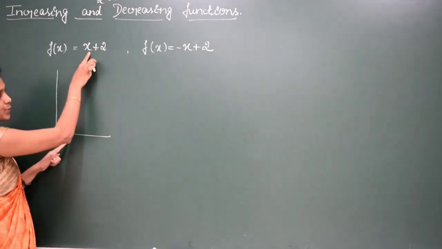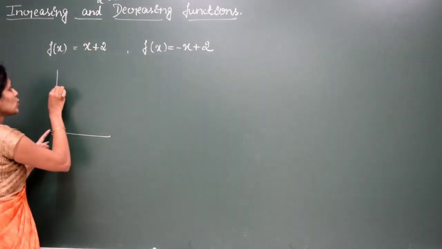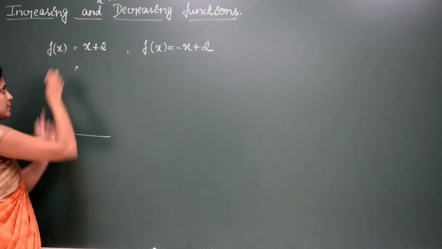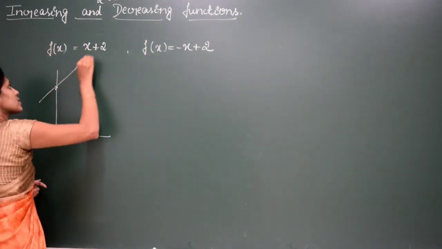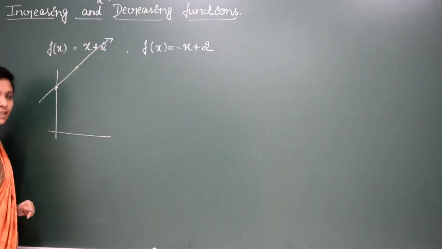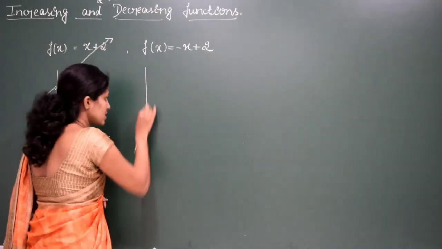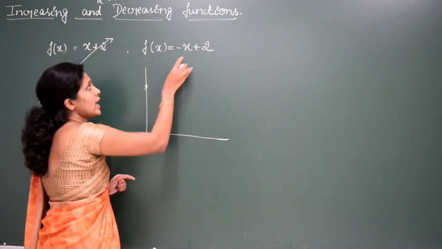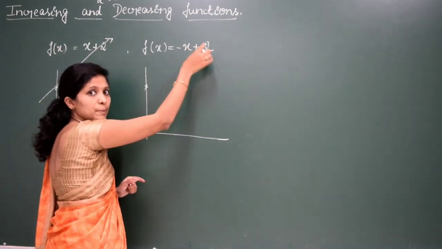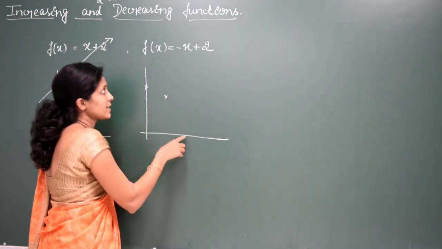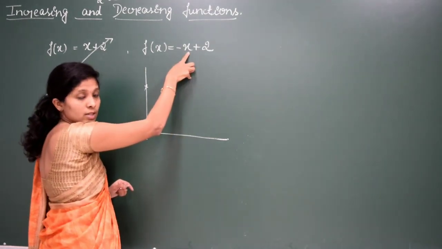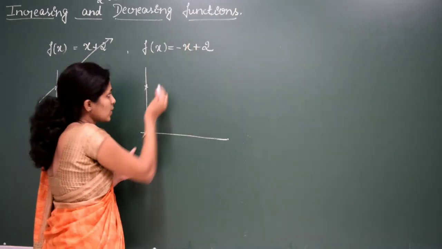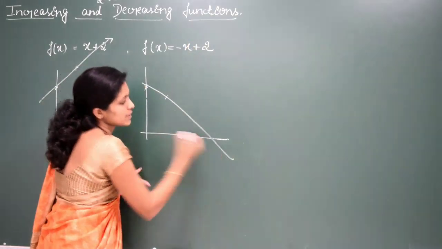If I substitute x as 0, y will be 2. x is 1, y will be 3. x is 2, y will be 4. The graph of the function will be something like this. Now for the other one, x is 0, y will be 2. x is 1, minus 1 plus 2 will be 1. If you substitute x is 2, this will be 0. So the graph of the function will be something like this.